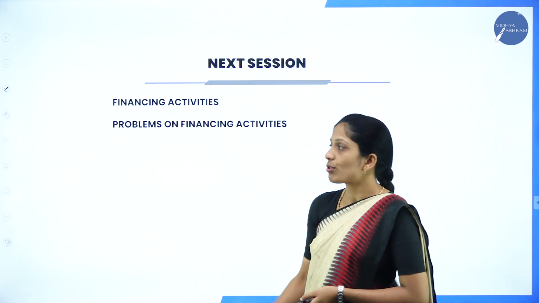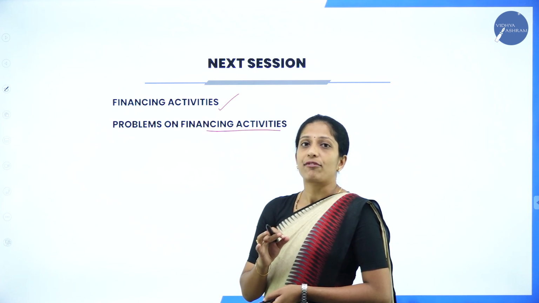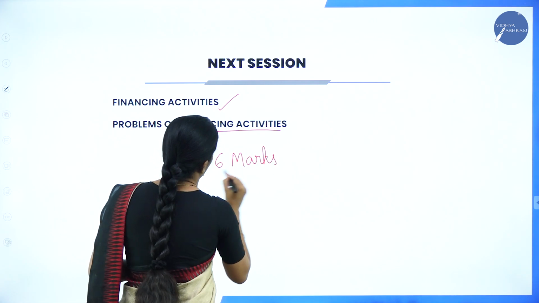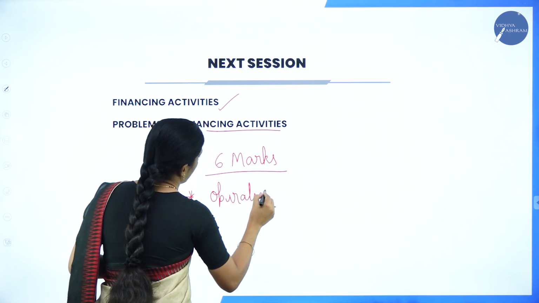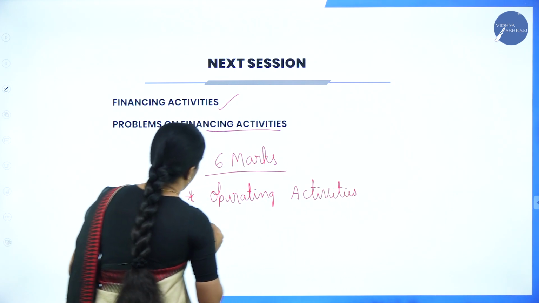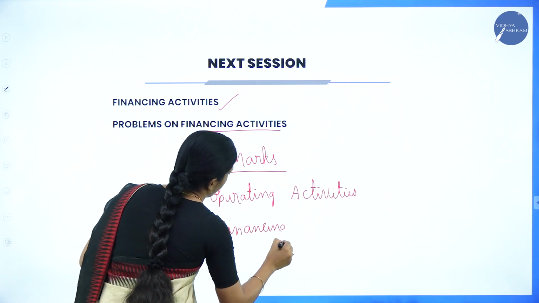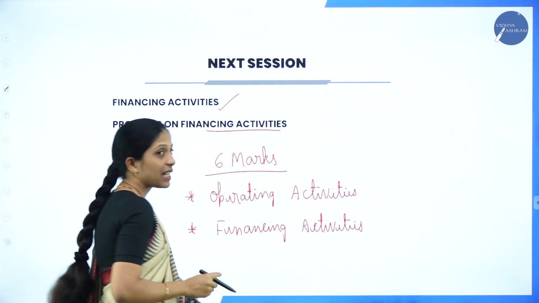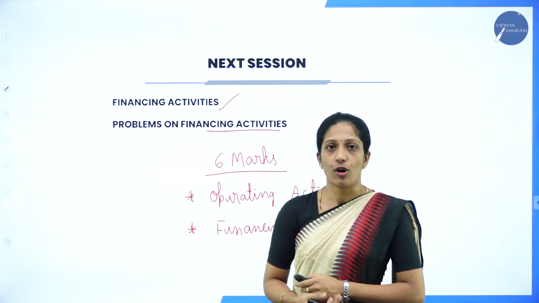In my next session, I am going to discuss financing activities. Let us solve a few problems on financing activities. Most of the time, if you see your question paper, for 6 marks they have asked a question on operating activities and on financing activities. But investing activities are also very easy. For the safer side, go through the investing activities problem also for 6 marks.